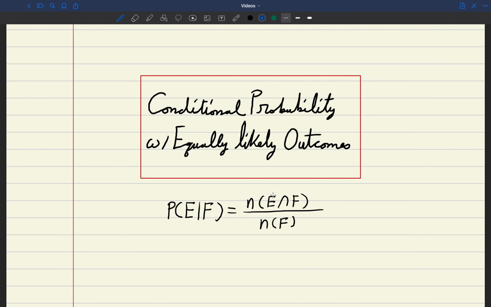Now, sometimes this is 0. Sometimes the number of ways that E and F can occur is 0. We usually look at examples where it's not 0, but it most certainly could be. If F has occurred, maybe E can't occur. So you may find examples like that on your homework where it's 0, but usually we look at cases where it's not 0 because that's a little bit more interesting.